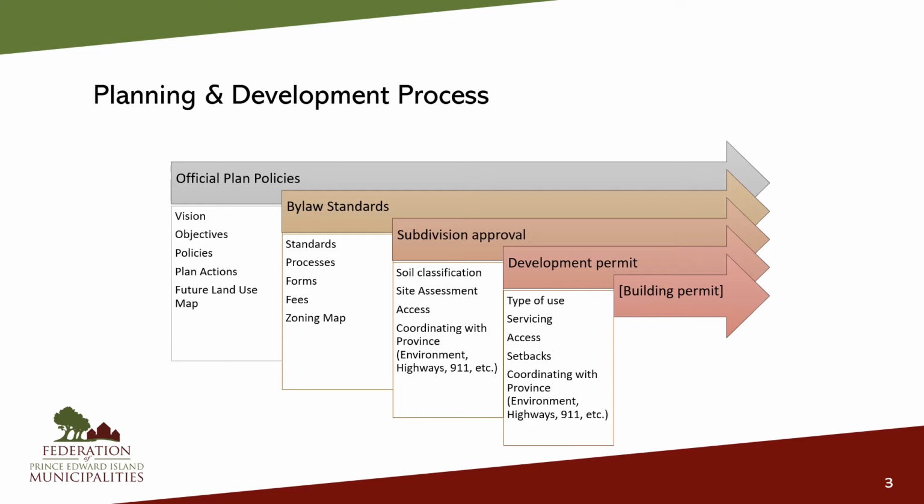The subdivision approval process involves many different considerations, including the classification of the soil type, the site assessments, consideration of access, and coordinating with those provincial departments. Likewise, with the development permit applications, you're looking at the type of use, servicing, access, setbacks, and other items that need or require coordination. It's a good idea to refer to the Provincial Development Decisions Guide for information on the development assessment process. I will note that building permits are another stage altogether.